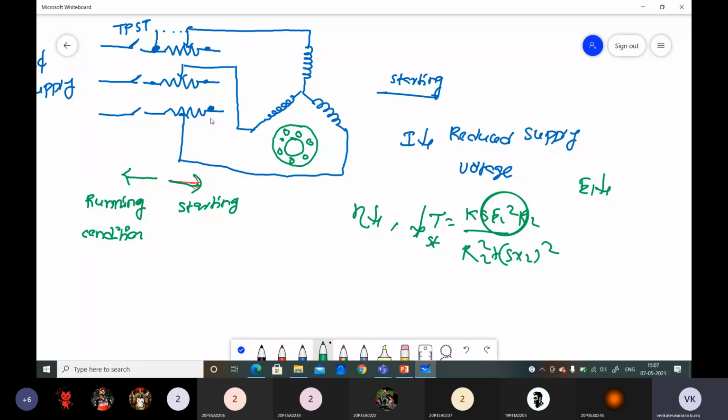So these are the two disadvantages. First disadvantage is high power loss, which means efficiency is less. Second disadvantage is less starting torque. But the advantage is we can reduce the starting currents due to introduction of this resistance at starting condition.